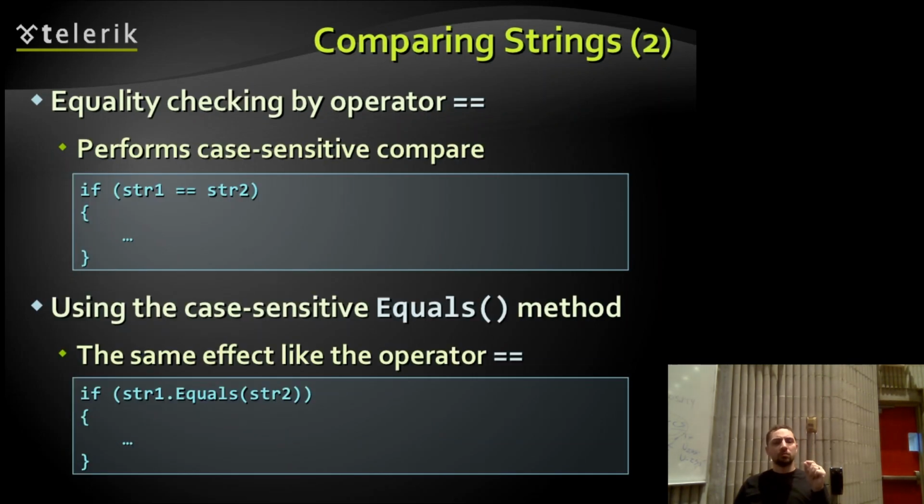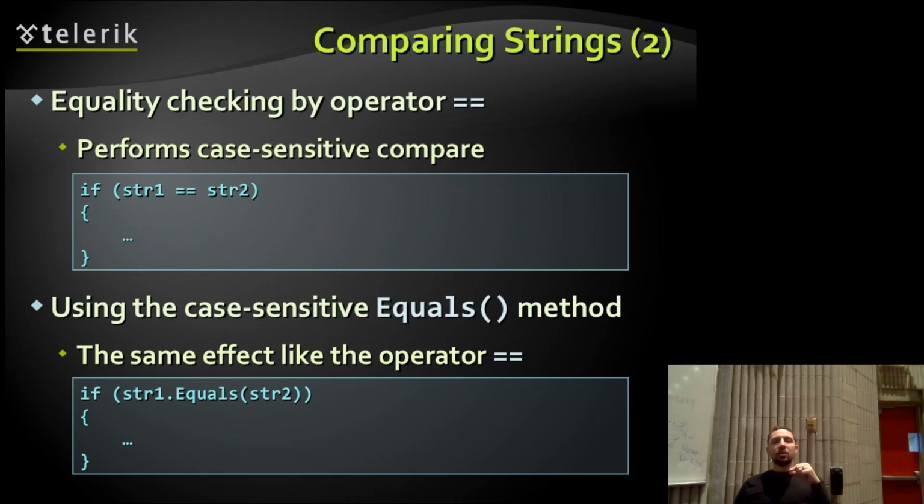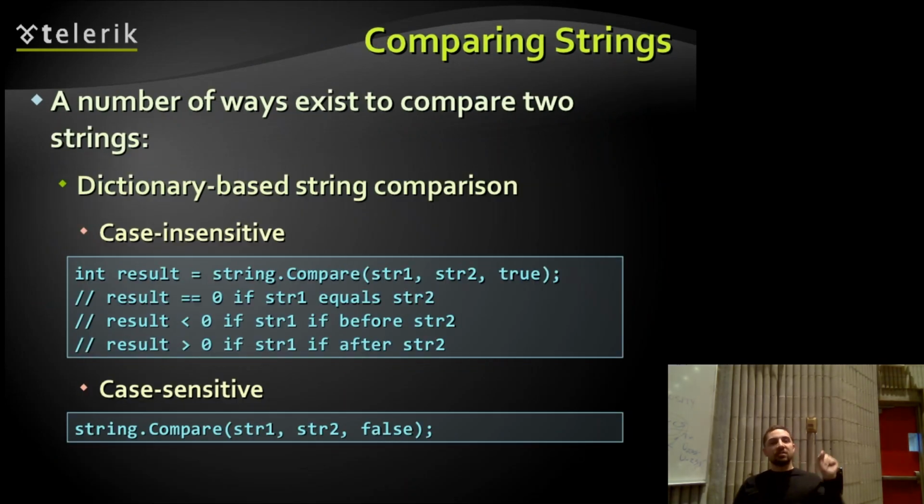I don't think so. Varna is after Sofia. By my alphabet, right? S comes before V? Okay. So in this case, since Varna is after Sofia, I'm going to get a number that is greater than 0. Is everybody okay with that?